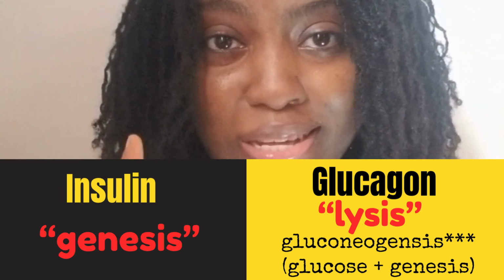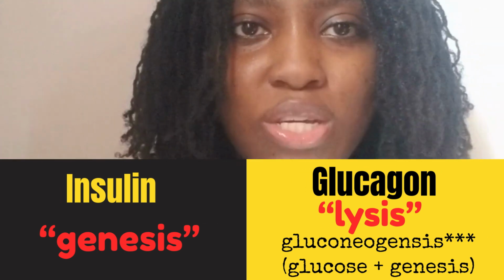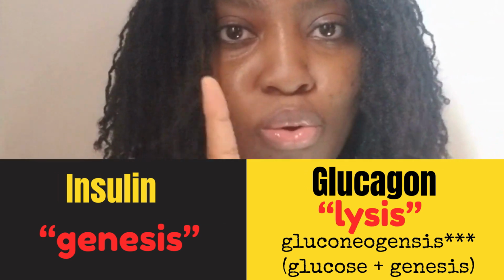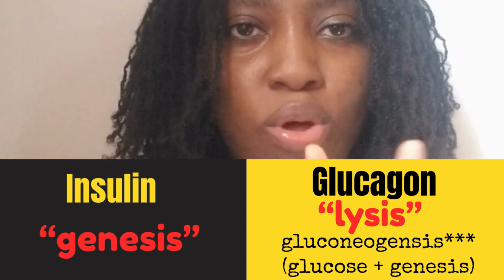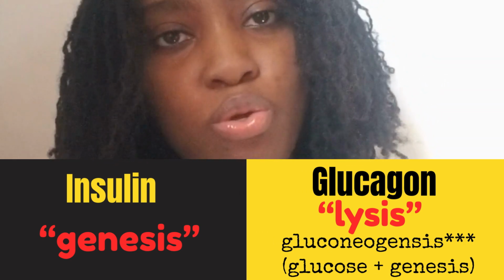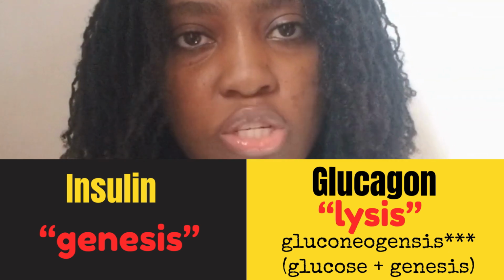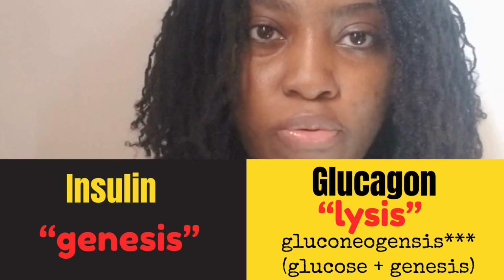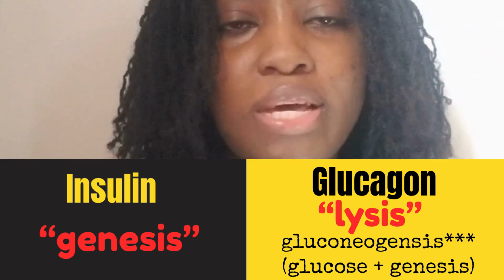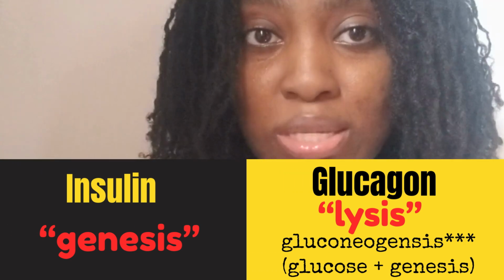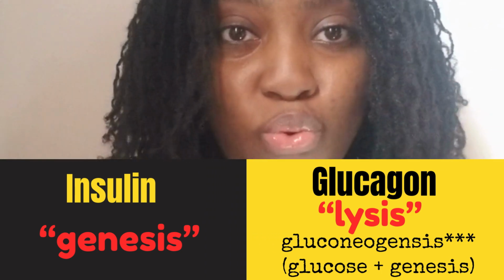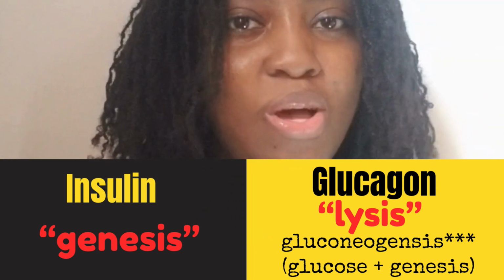So that's the only instance where glucagon is associated with genesis, gluconeogenesis. So look at the names: glucagon, gluconeogenesis, creation of glucose from other simple forms. So you are not creating a complex form, we're just creating a simple form. So from amino acids to glucose, we have gluconeogenesis. So that's what glucagon does.